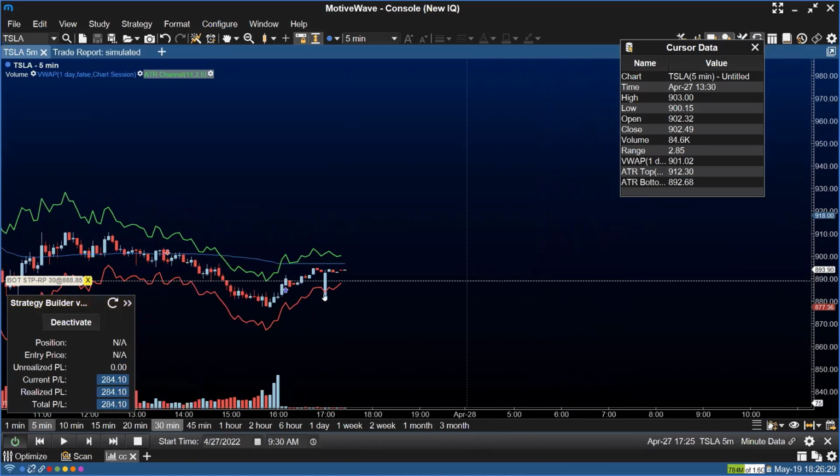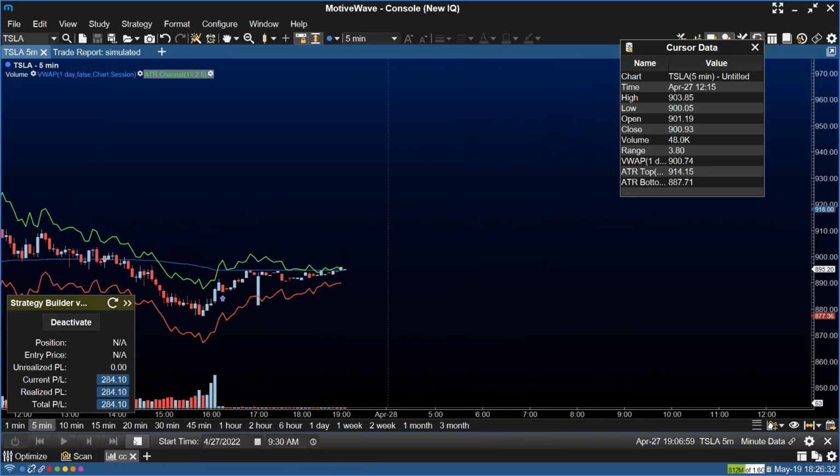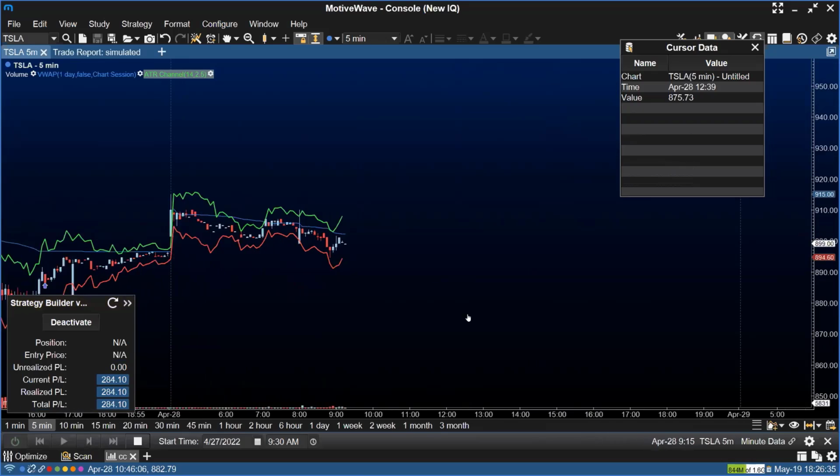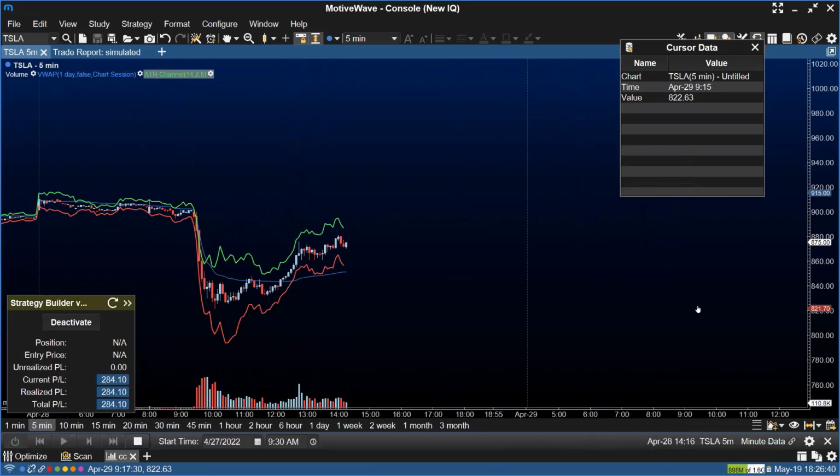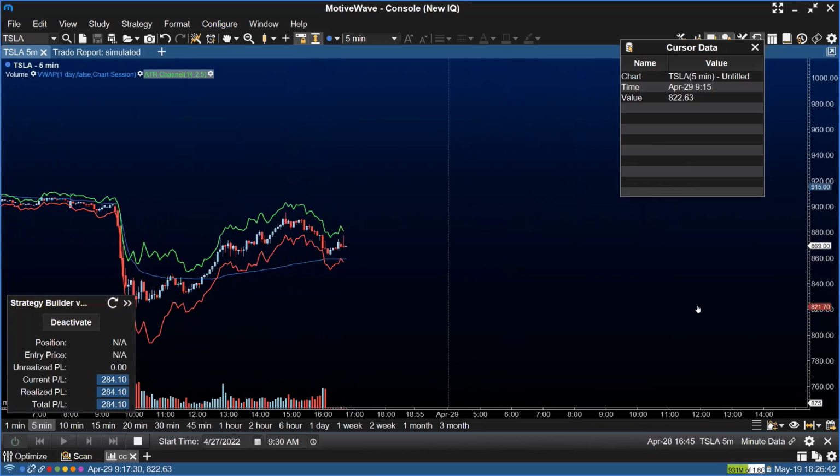Great, let it run. And we stopped out when we hit our trailing stop for a little profit. All right, so I'm going to let this run for a couple other days just to see what happens. And then I want to show how we can look at the performance of our strategy, the statistics.